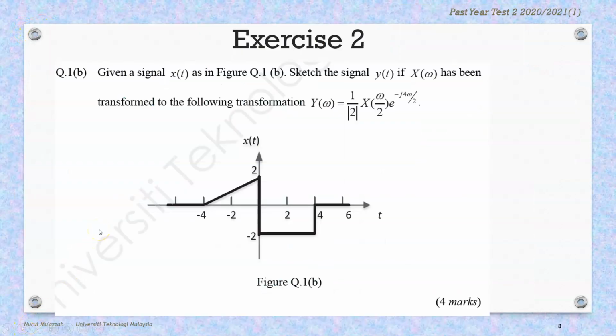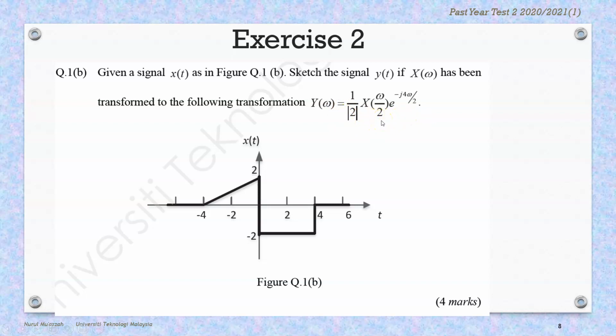One last question. This is from past year test 2. So we have question 1b. Given a signal xt as in a figure here, sketch the signal yt if x omega has been transformed to the following transformation: y omega equal to this given equation.